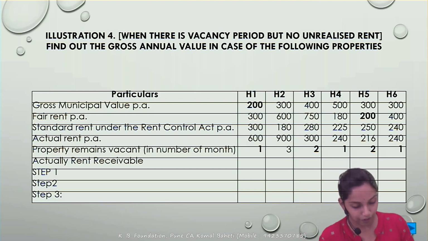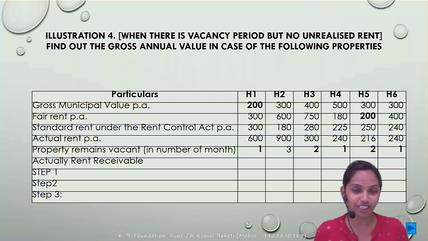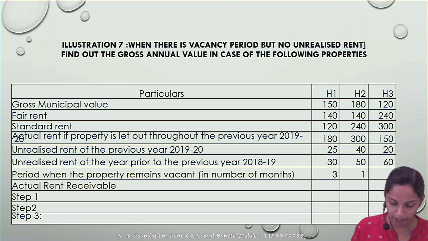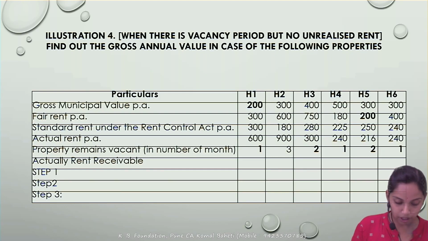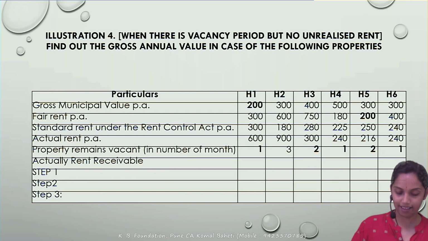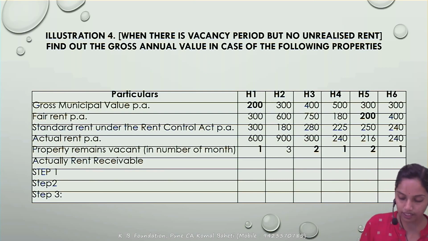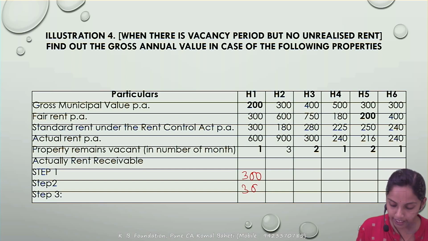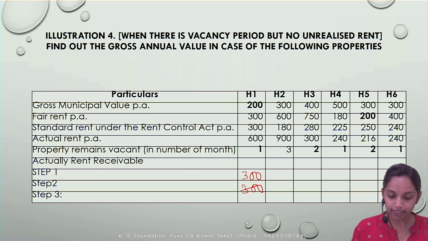So चलो, we will do the first question, the illustration 4, sorry. So what does step 1 say? The municipal value is to be compared with what? The municipal value is to be compared with the fair rent, whichever is higher. Correct? So in this case, what is that? Step 1 answer would be 300. Step 2, that is to be compared with the standard rent, whichever is lower. Correct? The third one is to be compared with the actual rent.